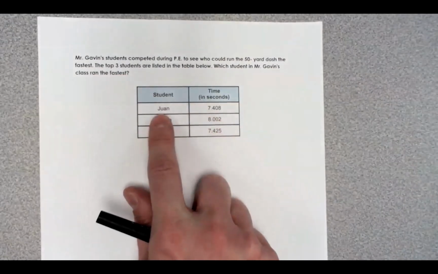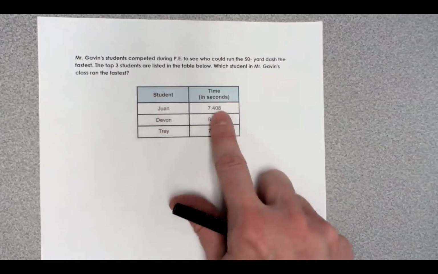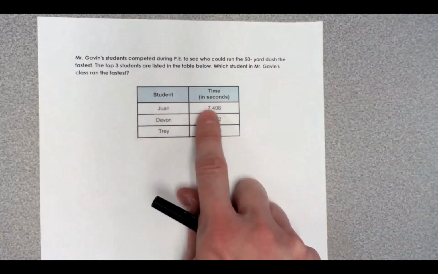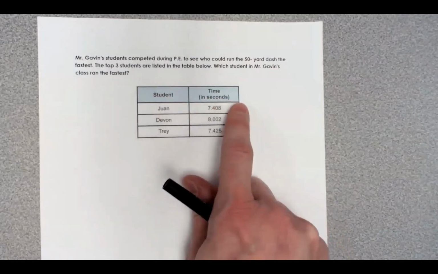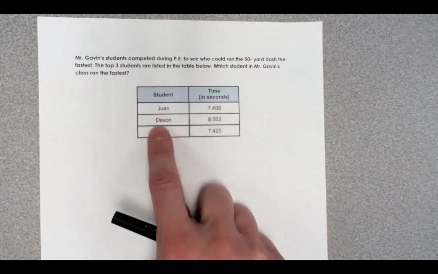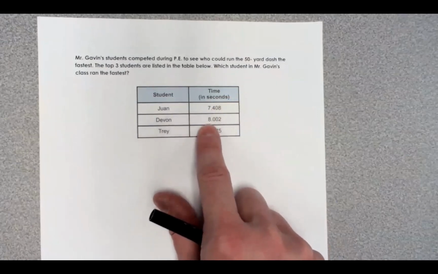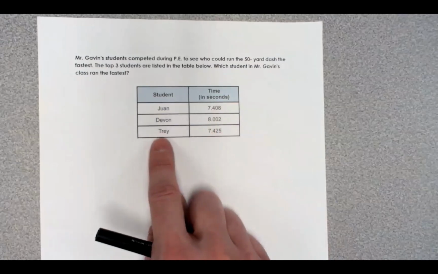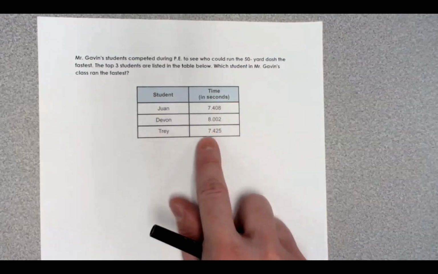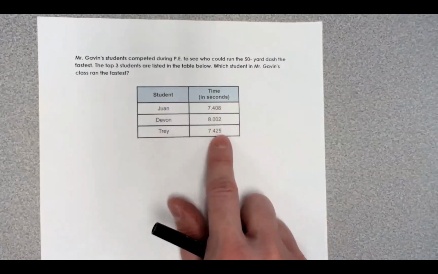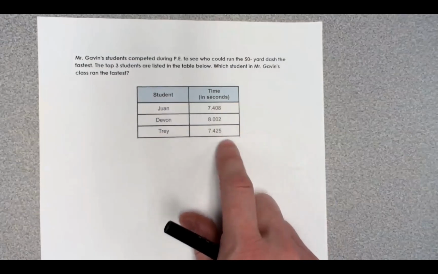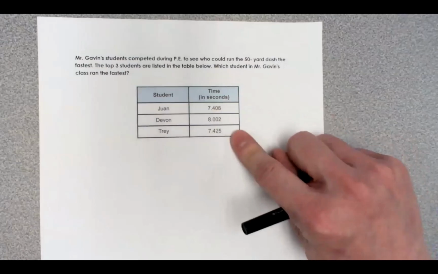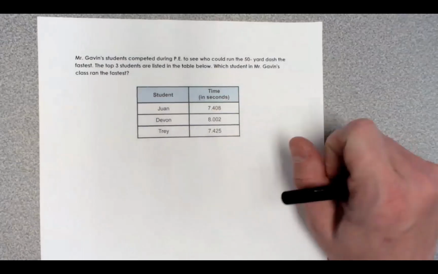So I see that the first student, Juan, ran the 50-yard dash in 7 and 408 thousandths seconds. Devin did it in 8 and 2 thousandths seconds. Trey did it in 7 and 425 thousandths seconds. So in this case, again, I'm trying to determine who did it the fastest, and also who did it the slowest.